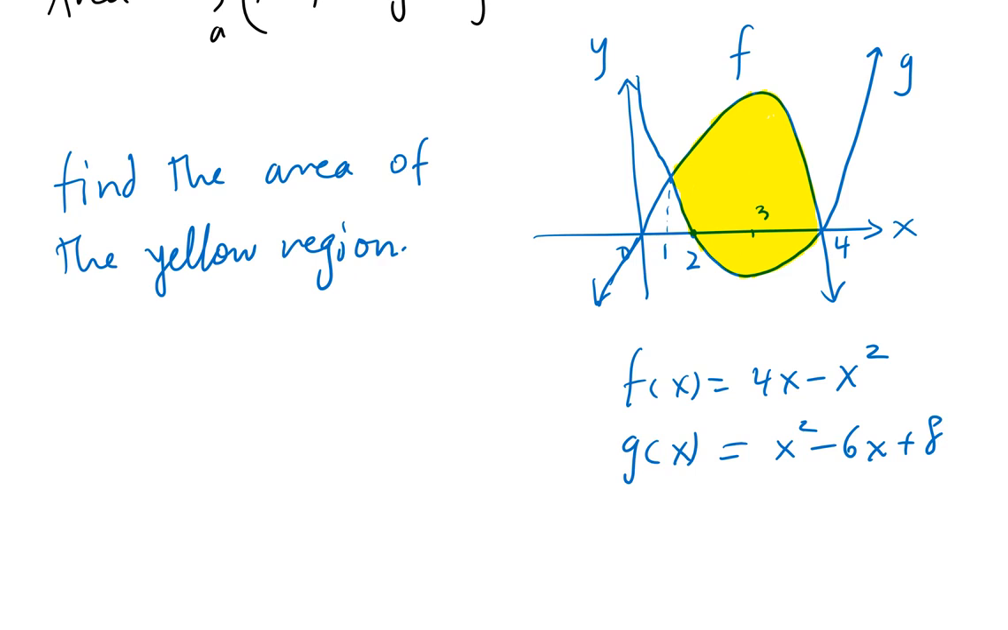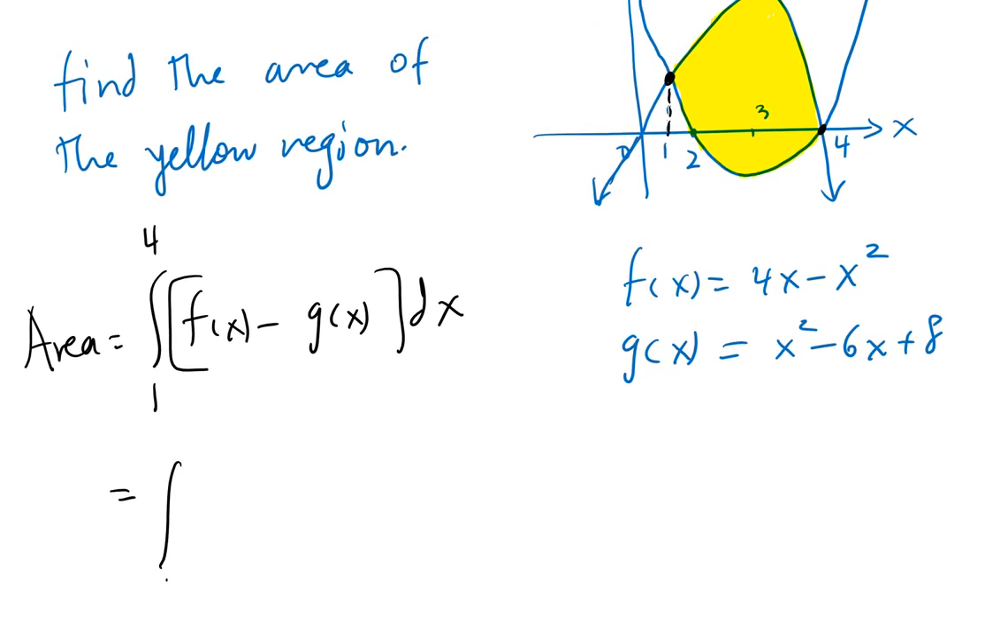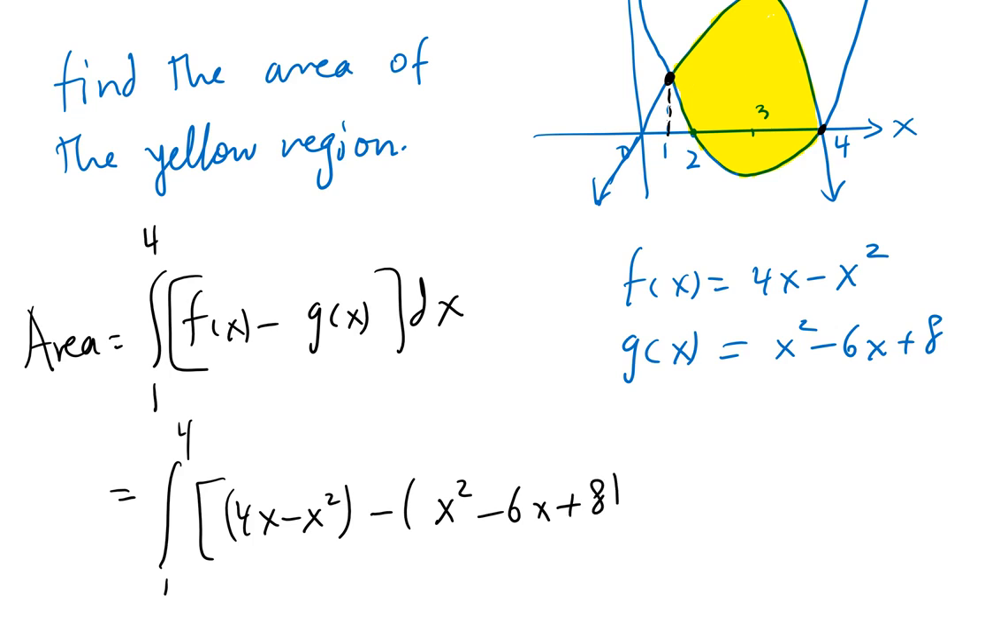Well, remember how we start with this one. We said it's the integral from a to b. So where did they meet the first time? It's from 1 all the way to 4. So imagine you travel from left to right. So it's 1 to 4. The upper curve is f. So f of x minus g of x dx. Now we substitute that in. 1 to 4, f of x is 4x minus x squared minus g of x, x squared minus 6x plus 8.